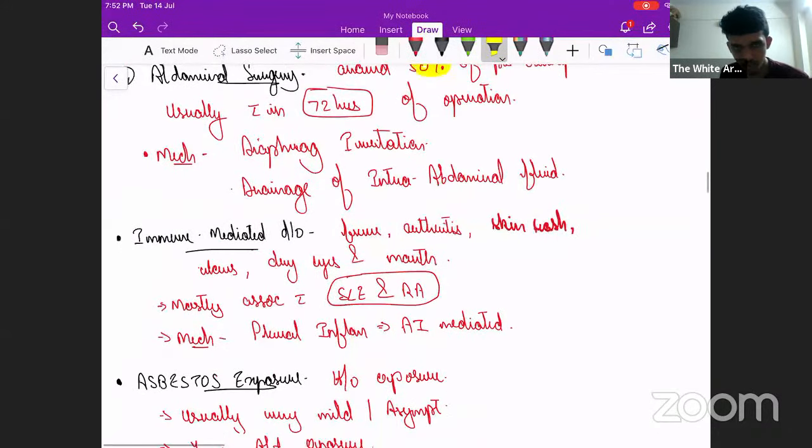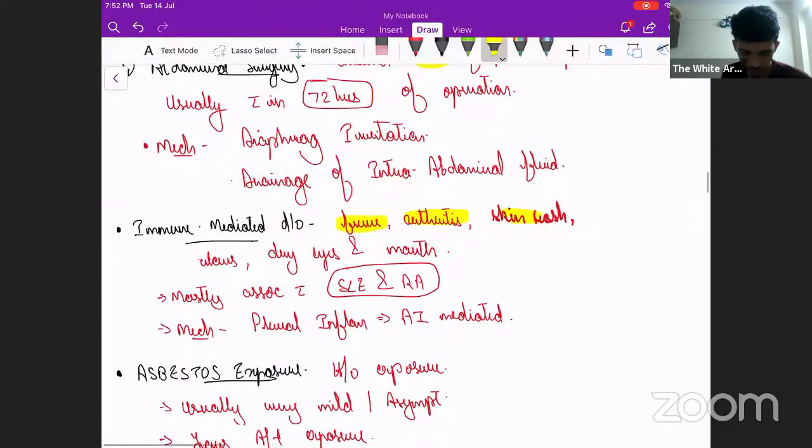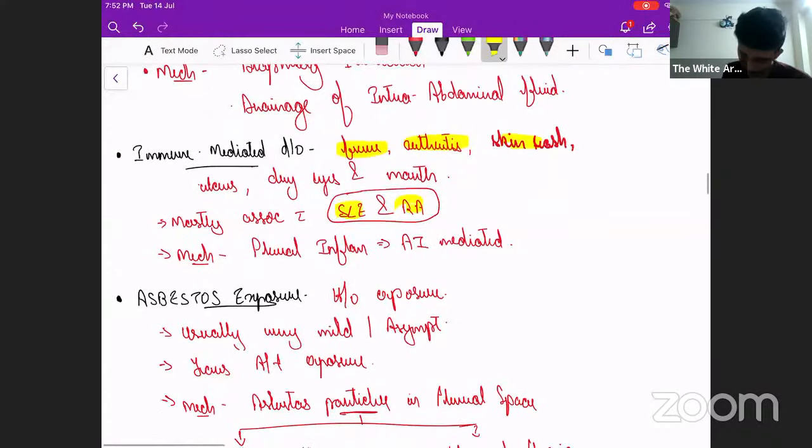One more is immune mediated. They will have a history of fever, arthritis, skin rash. The patient will usually be an already diagnosed case, so that won't be a problem. Mostly you'll think of SLE and rheumatoid arthritis. Why? It is because of autoimmune mediated pleural inflammation.